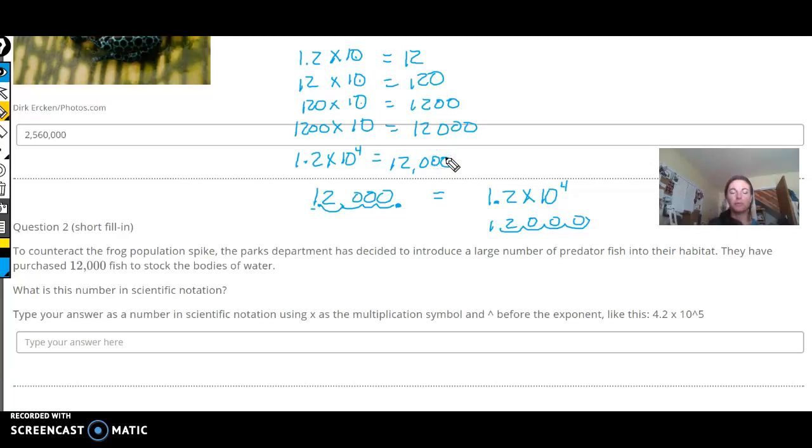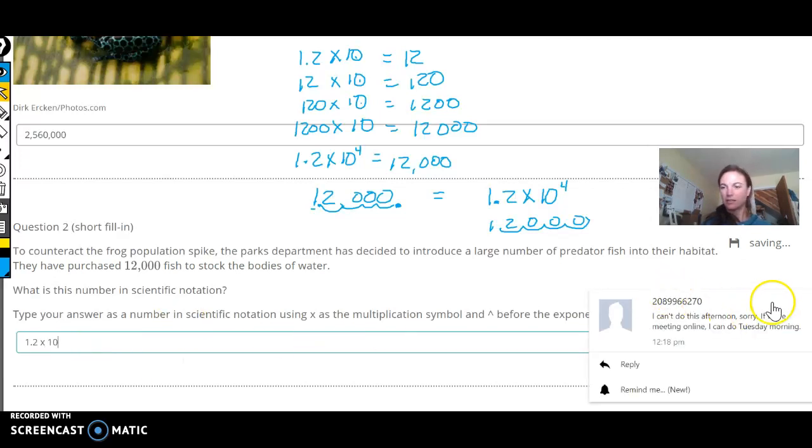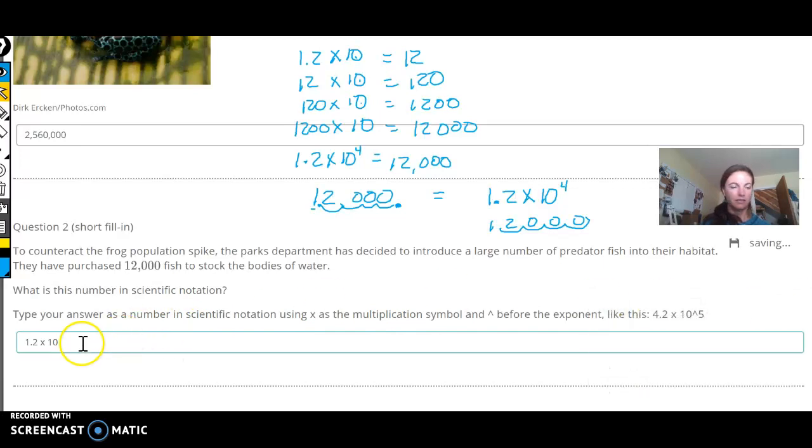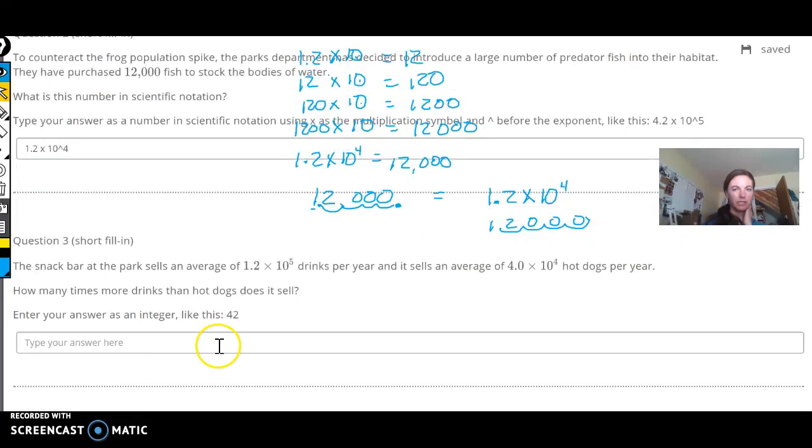Remember they asked, I gave you a little bit more than they were looking for here, but they asked us to write this in scientific notation, which means we say 1.2 times 10 to the 4th power. Hopefully that makes sense. We've got 2 more questions here.